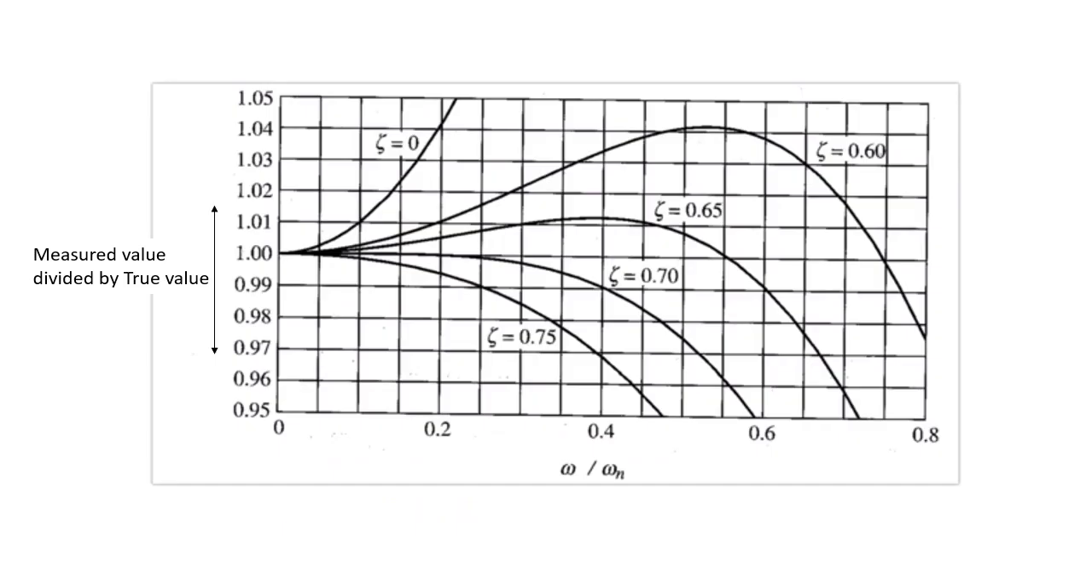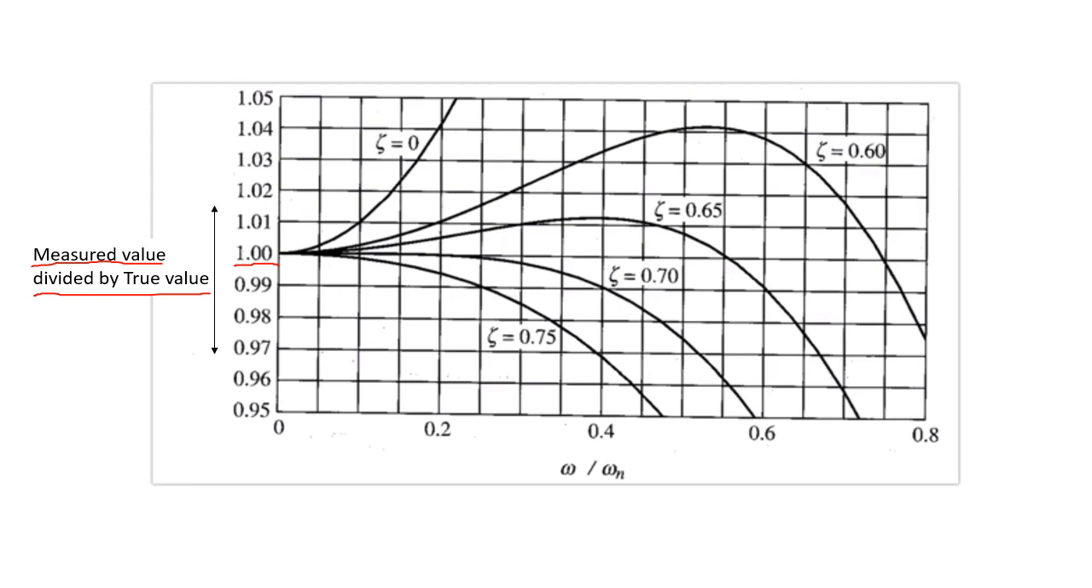This is a graph for the accelerometer readings. It is measured value divided by the true value versus omega by omega n. As you can see here, what does this 1 indicate? 1 indicates the measured value and the true value are the same. So any deviation from this 1 is the error. We want the measured value and the true value to be the same, that means we don't want any error. But what you see here, with an increase in omega by omega n for various values of zeta, the error is going to increase.